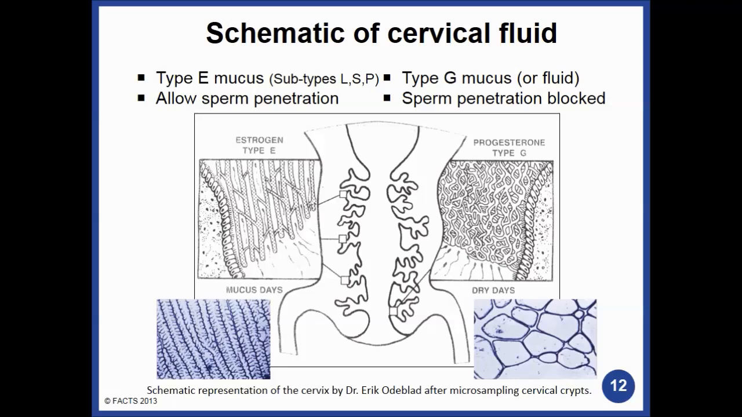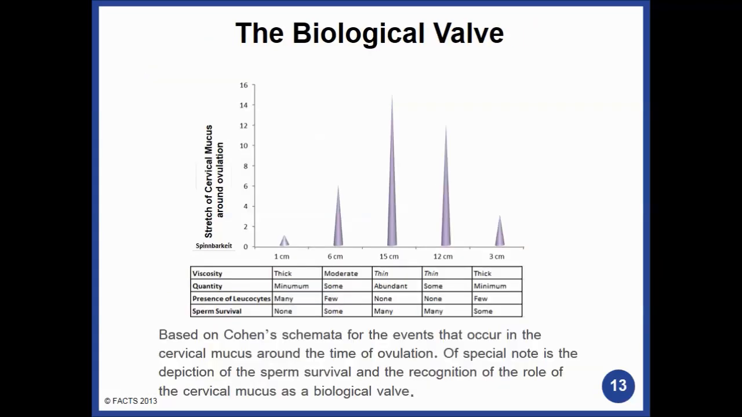Odeblad discovered there were subtypes of type E, types L, S, and P, which is probably a little bit more detail than you all want to know, but it's fascinating, the role of cervical fluid. And it basically forms what we refer to as a biological valve. Under the influence of estrogenic type fluid, the likelihood of fertility is higher on certain days, and it's because of the effect of the fluid.